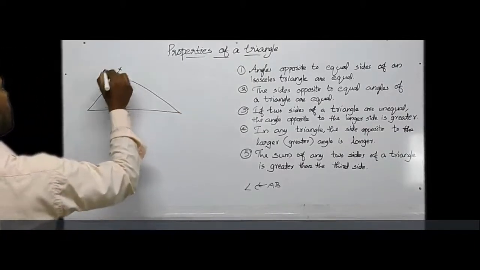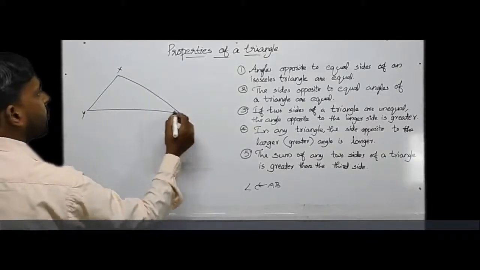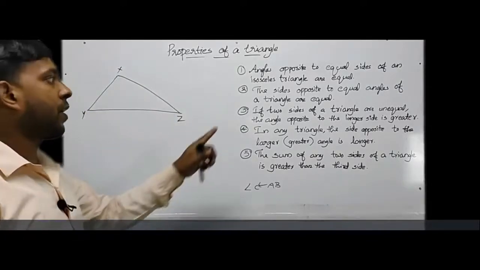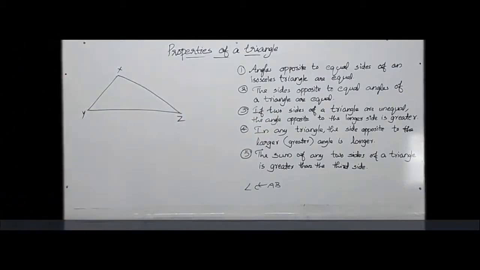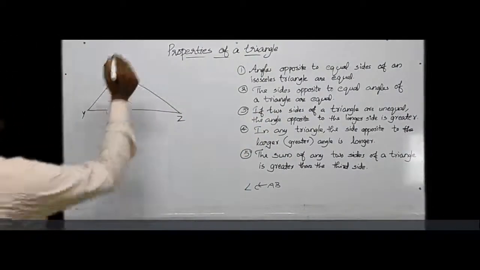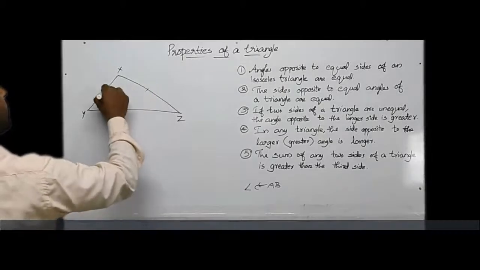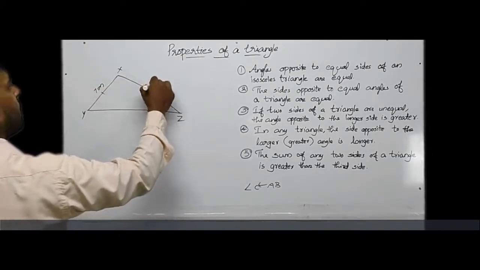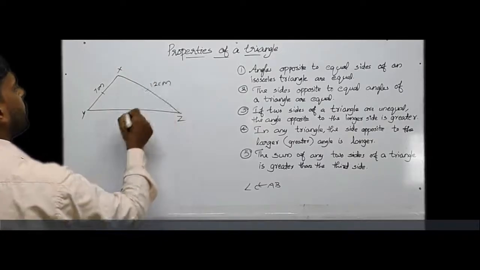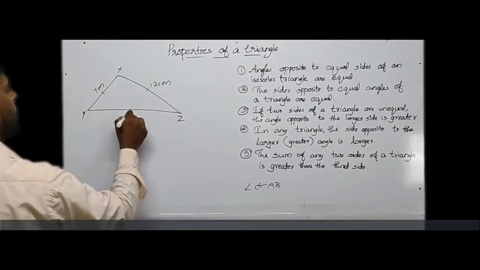So let's name it as XYZ. Two sides of a triangle are unequal. The angle opposite to the longer side is greater. Let's give a measurement here: 7 centimeter, 12 centimeter, and here it has 15 centimeter.